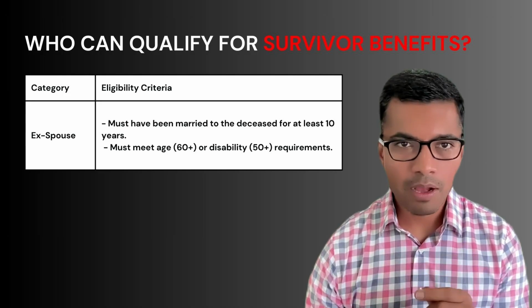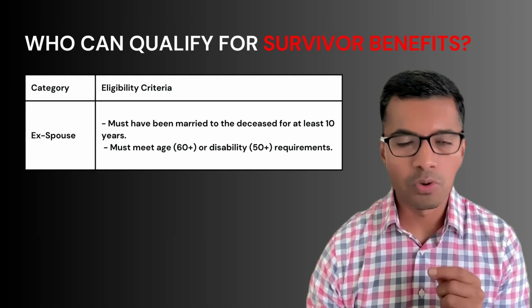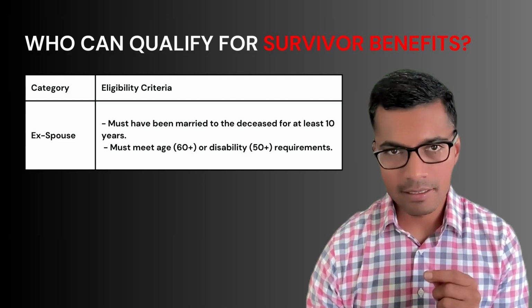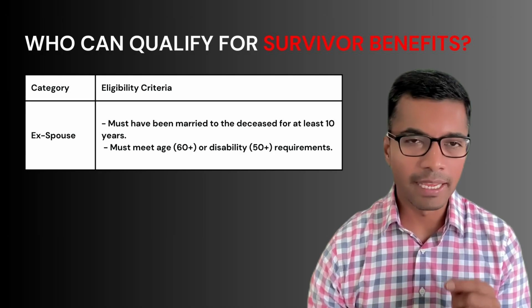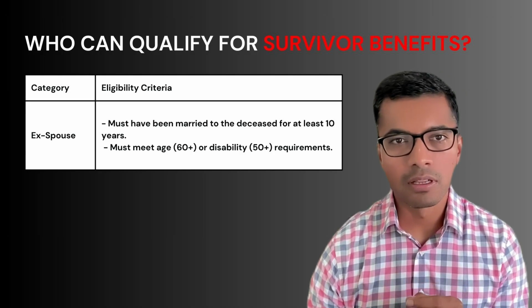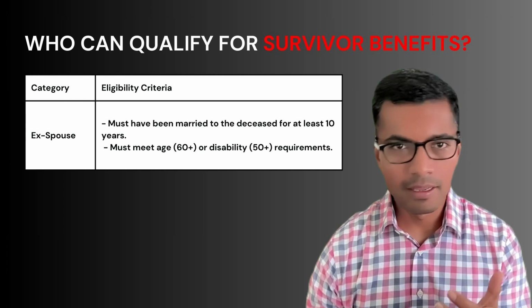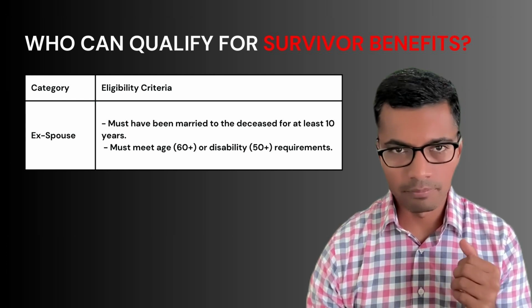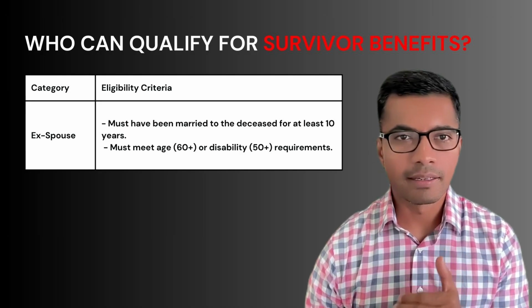And the final category is the ex-spouse. If the ex-spouse was married to the deceased worker for at least 10 years and has not remarried before age 60, then the person would be eligible for the survivor benefits. Again, the same age criteria applies. At age 60 they can apply, and at age 50 if they are disabled. This is the eligibility criteria for who can apply and what the requirements are. Now, let's talk about how much you can get, how much you are qualified for under these benefits.